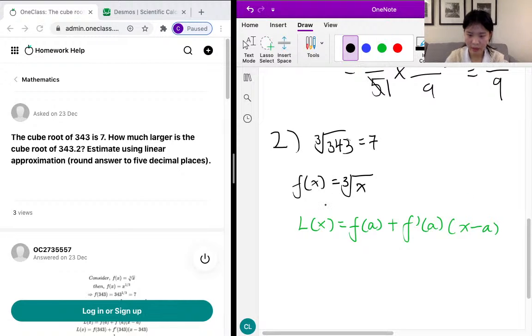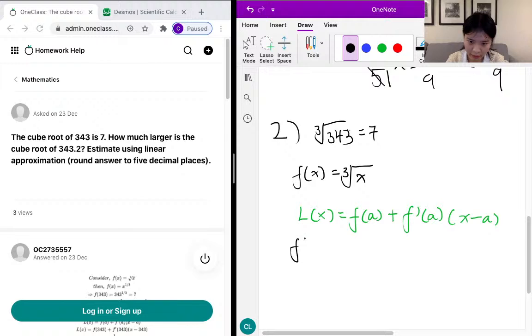Okay, so this is our formula. The first step is to find the first derivative of the function f of x. We know that the cube root of x can also be written as x to the power of 1/3, and in order to find the derivative, we subtract 1 from the power. So 1/3 minus 1 is negative 2/3, and we pull the power up to the front of the function. So this is the derivative of f of x.